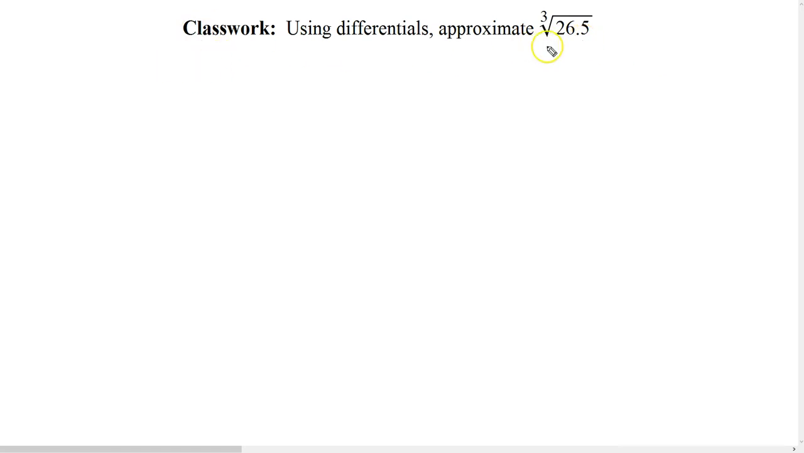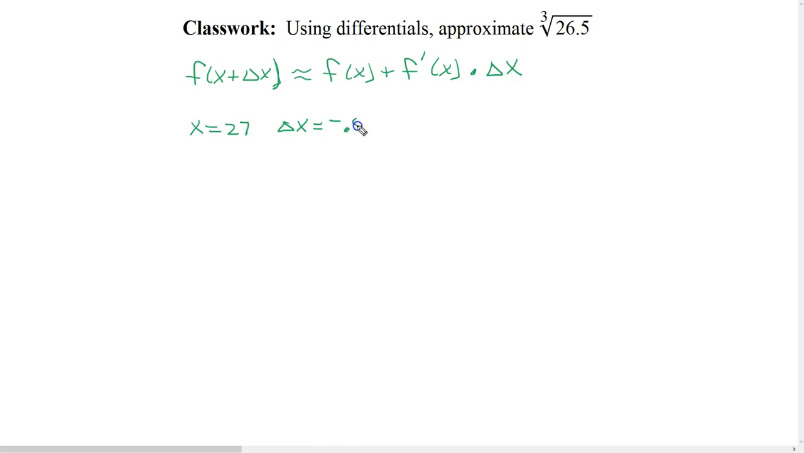Now, assuming that you've done that, I'm going to go over the answer. So once again, we're going to use this. And now, is there a number that is close to 26.5 which we do know the cube root of? Well, yes, that's going to be 27. So we're going to let x be 27. Then delta x will have to be negative 0.5. And our function f of x will be the cube root of x.